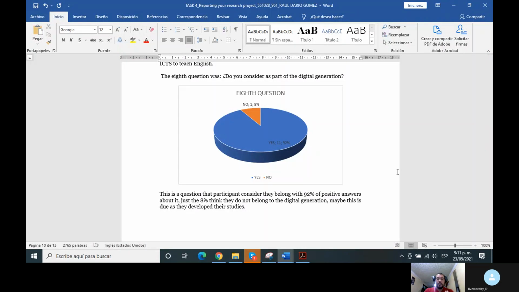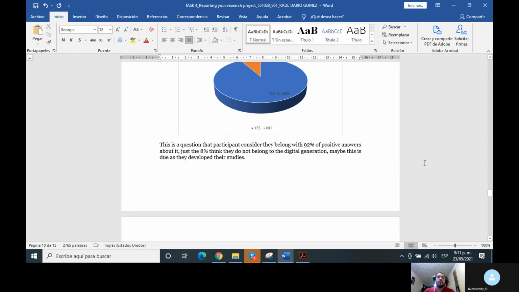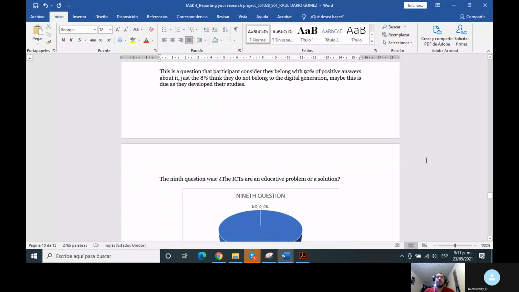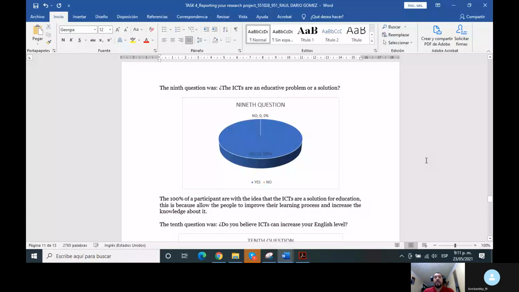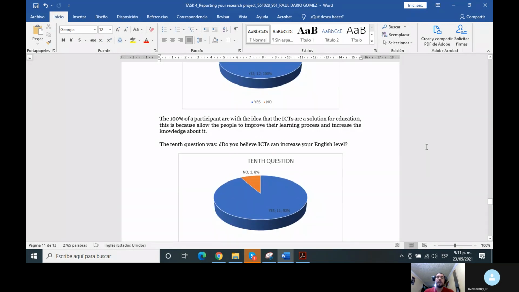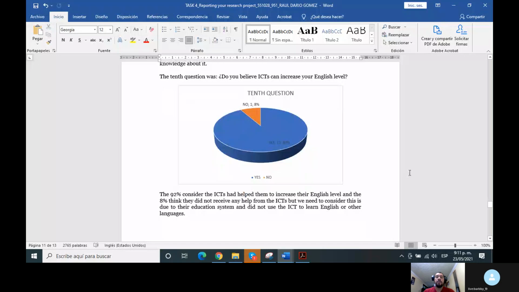This is a question to know if a person maybe says no, I am not of the digital generation. One person maybe considers he or she is not prepared for the digital generation. The ninth question was, are the ICT an educational problem or a solution? All say this is a solution. Then, do you believe ICT can increase your English level? It was the last question.